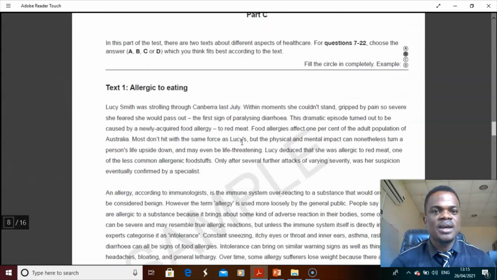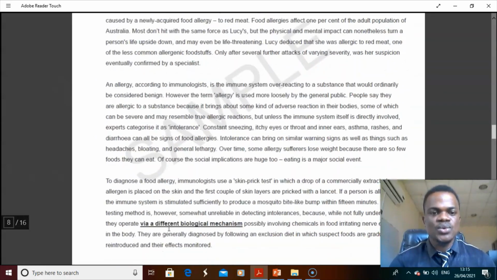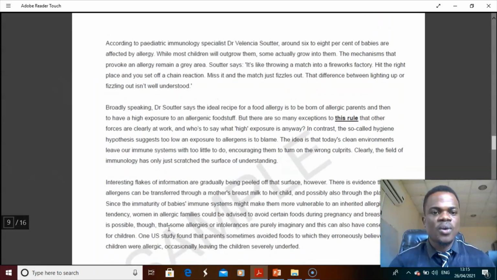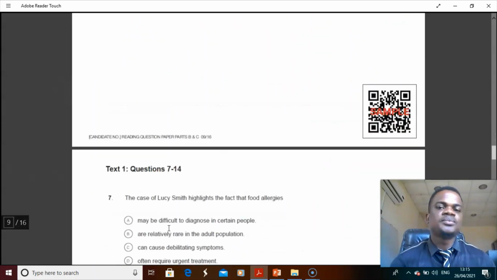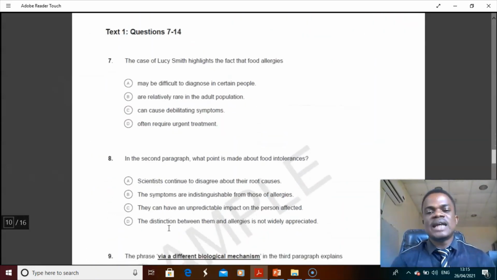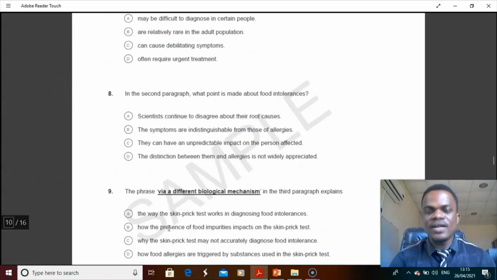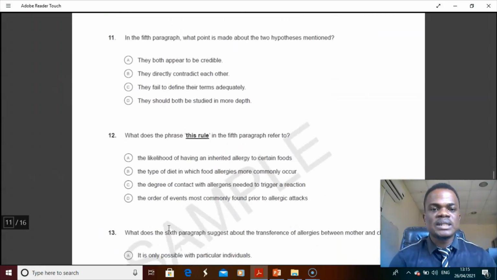You have how many paragraphs? 1, 2, 3, 4, 5, 6, 7. So on average, that's the number of paragraphs, 6, 7, 8 paragraphs you usually have. So here too, similar thing.